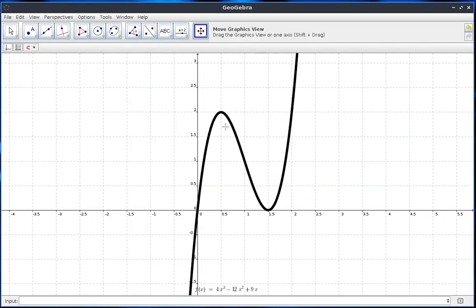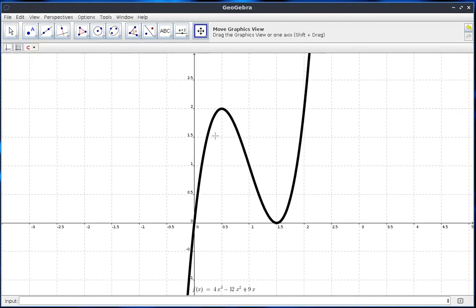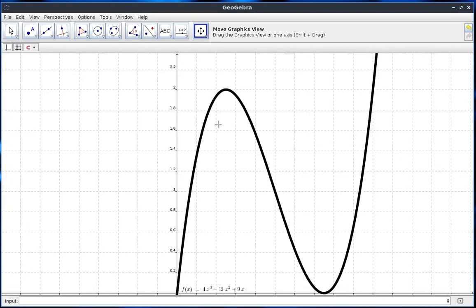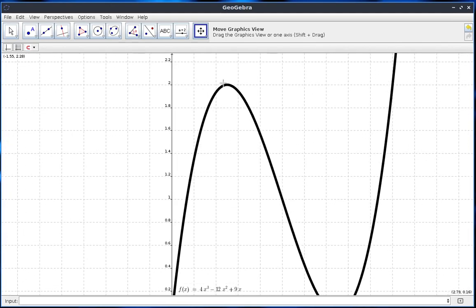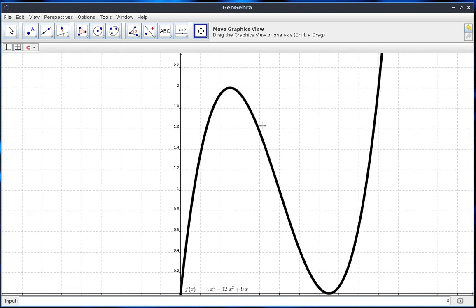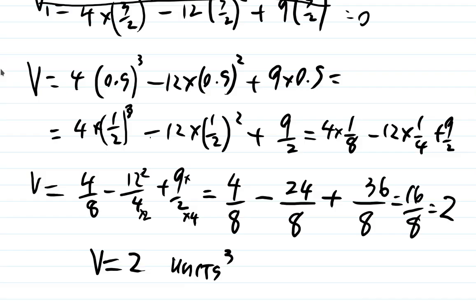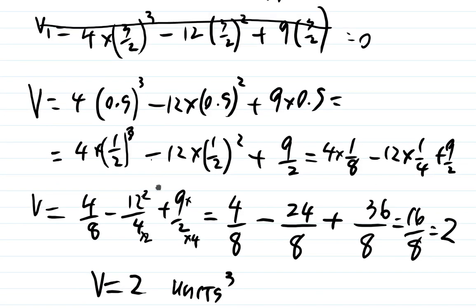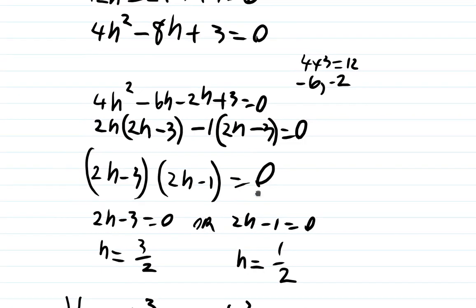Well, guess what? When you look at the graph, what do you see here? The volume is 2. So you could have used either the graph or differentiation. But I use both of them. But if they ask you to use differentiation, you just have to use it, right? To optimize that problem. Optimize the volume of the box.